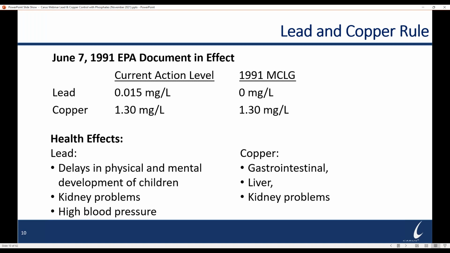Now, the Lead and Copper Rule was established because lead causes delays in physical and mental development of children. It also can cause kidney problems and high blood pressure in adults. Copper has stomach, liver, and kidney problems. Lead is the one that gets most of the focus because we've removed lead from gasoline, and we removed lead paint from homes and toys because of the impact it could have on children. So we do want to get the lead out for children because they could consume it by drinking the water.